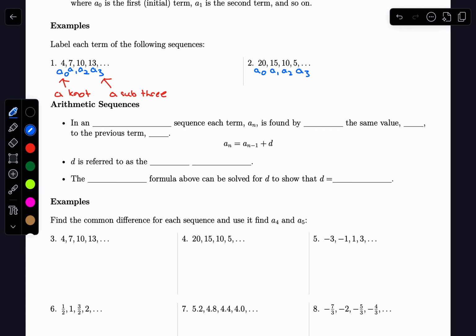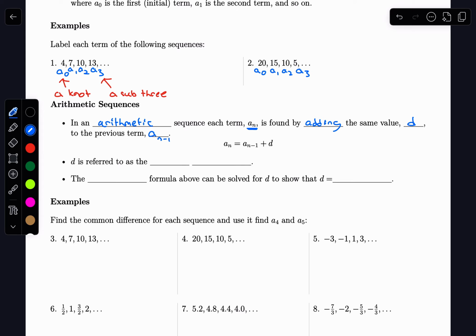Specifically above, we were just saying sequence. Now I'm adding this extra word in front, this word arithmetic. In an arithmetic sequence, each term, A sub n, is found by adding the same value, which we will call d, to the previous term. And if we're on A sub n, then the previous term would be A sub n minus 1. Let me write that just slightly lower so we can actually read the A sub n minus 1. I'll put it below the line.